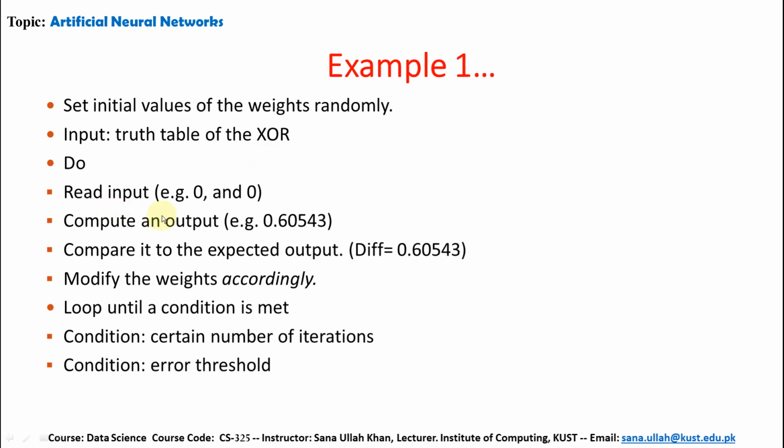So read input example 0 and 0. Compute an output, for example this. Compare it to the expected output; the difference is 0.605. So modify the weights accordingly. Loop until the condition is met. The condition is a certain number of iterations or an error threshold.